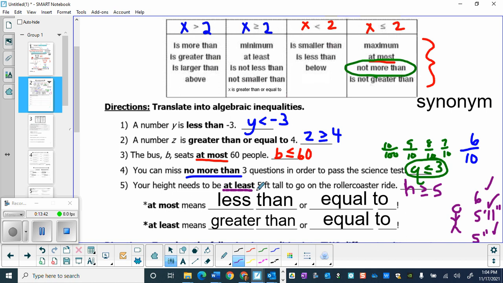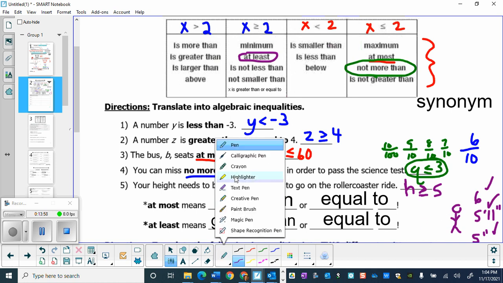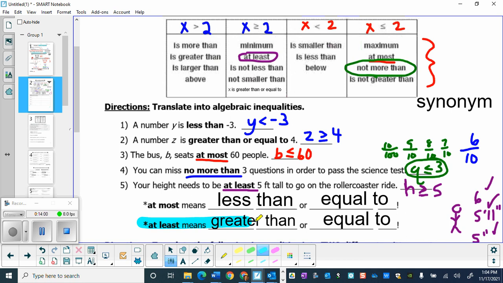And right here, I see the words at least. At least is right here. So I should have my letter, then this symbol. So there's my height is greater than or equal to 5. So I'll start with that one right there. It's actually the second one, just because we just talked about it. If your height needs to be at least 5 feet tall, your height needs to be greater than or equal to 5 feet.